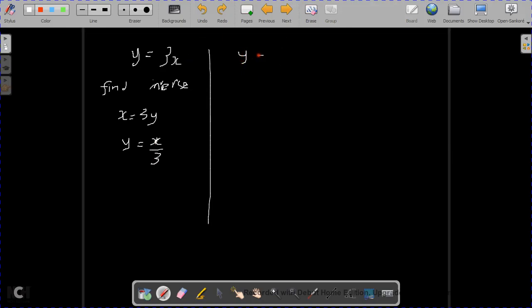Let's go y equals 2x take 8. Alright, find the inverse. Pause the video and have a go.